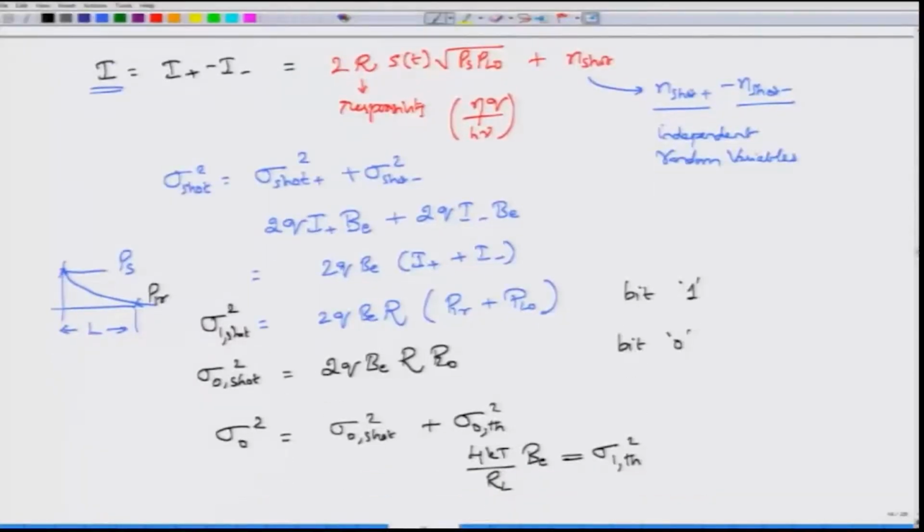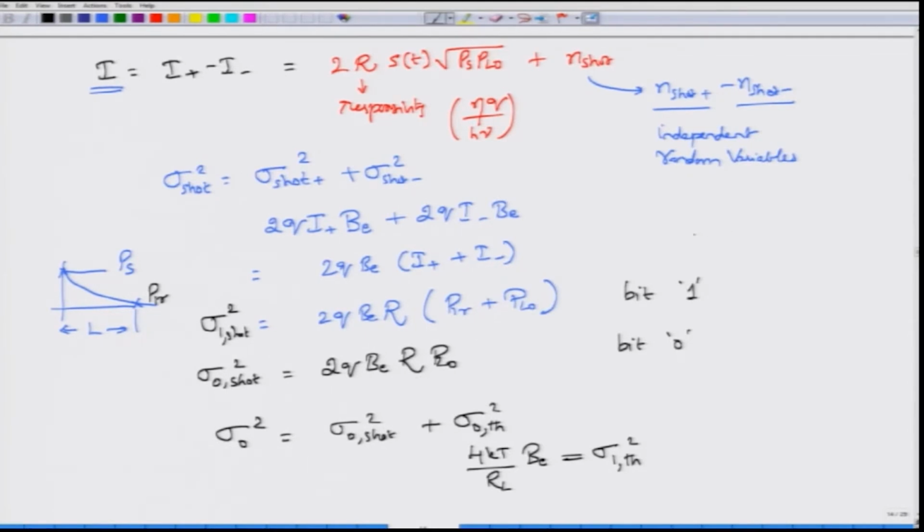But while you are operating in the shot noise limit, sigma 1 is slightly larger than sigma 0 because there is P1R sitting in sigma 1, right. So, you can see that sigma 1 shot noise square is given by P1R plus PLO. Because of this P1R plus PLO, this would always be greater than sigma 0 shot noise square. However, this of course sets you a problem with putting the limits.